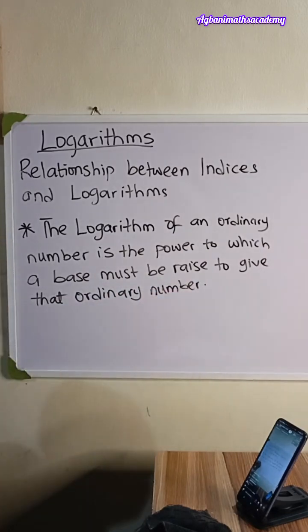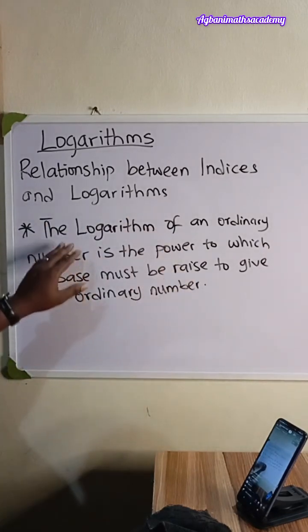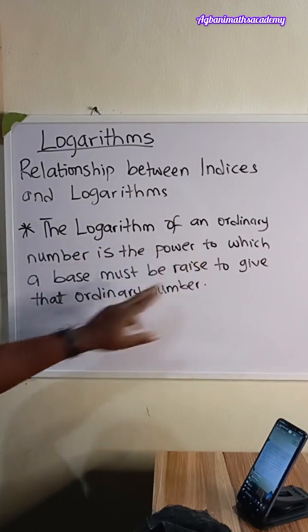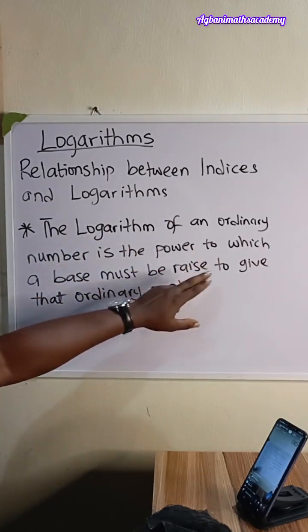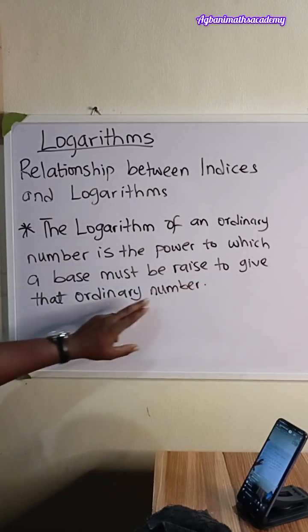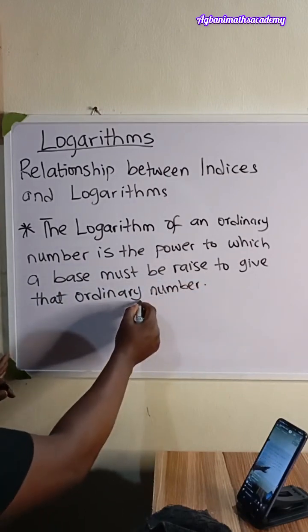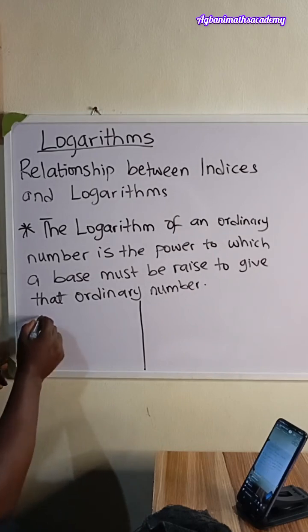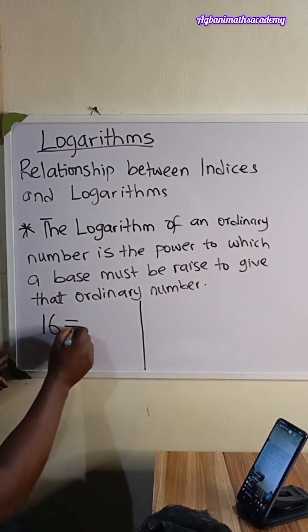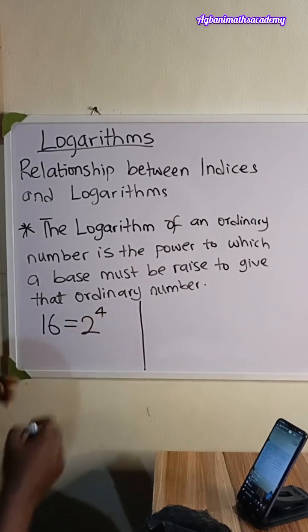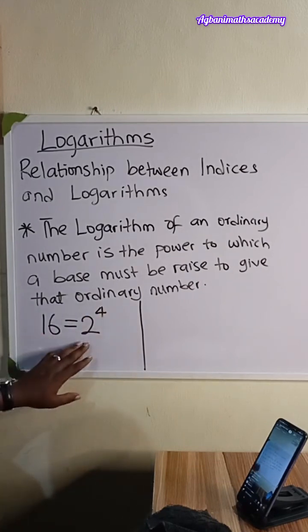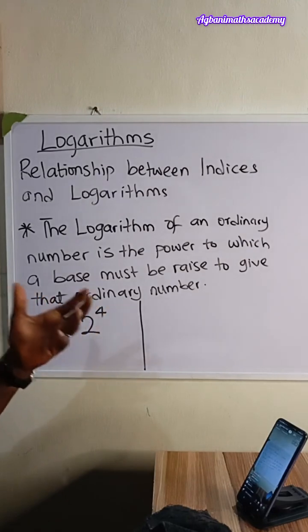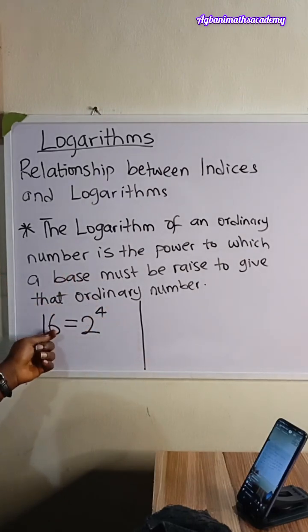Okay, so this is just a way of explaining it. The logarithm of an ordinary number is the power to which a base must be raised to give that ordinary number. So let's write index form here. If I have, for example, 16 is equal to 2 to the power of 4, this means 2 is going to multiply itself 4 times to give you 16.